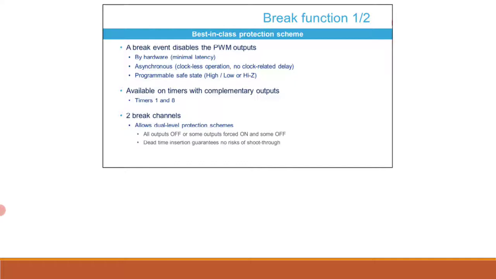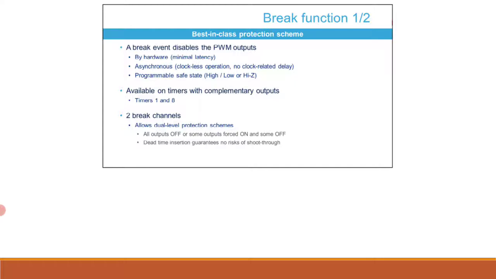This feature is available on all timers having complementary PWM outputs, which are capable of performing power conversion tasks: timer 1 and timer 8. Timer 1 and timer 8 have 2 separate brake channels. This provides a dual level protection scheme where, for instance, a low priority protection with all switches off can be overridden by a higher priority protection with the low side switches active. I repeat, for instance, a low priority protection with all switches off can be overridden by a high priority protection with low side switches active.